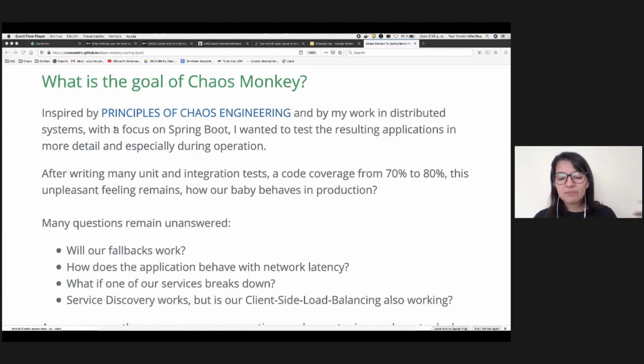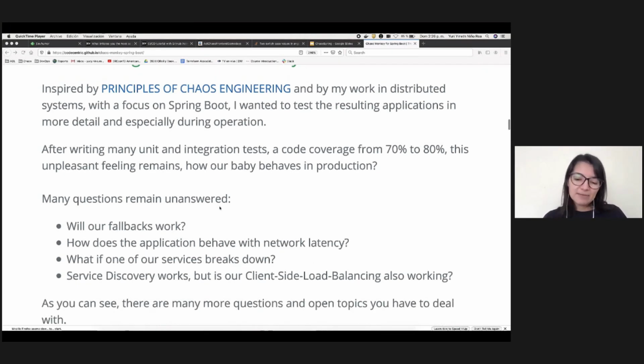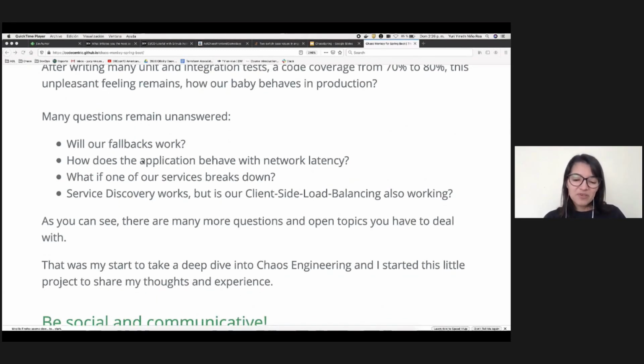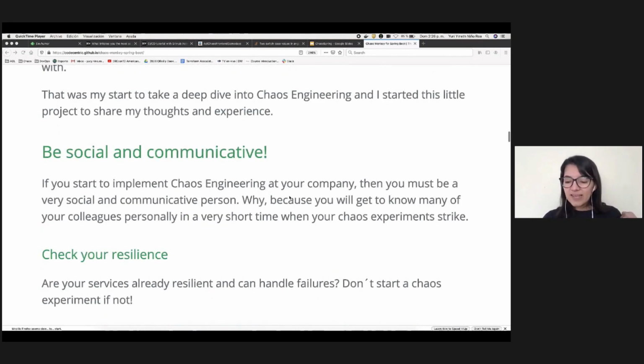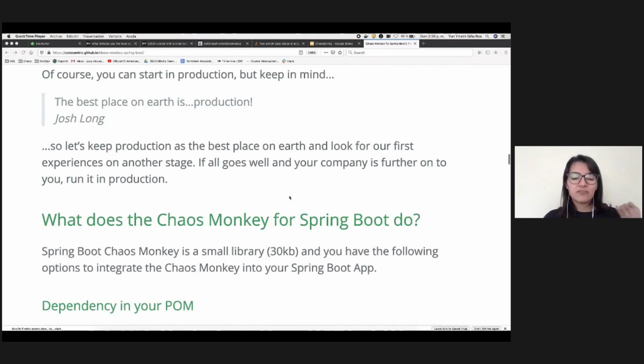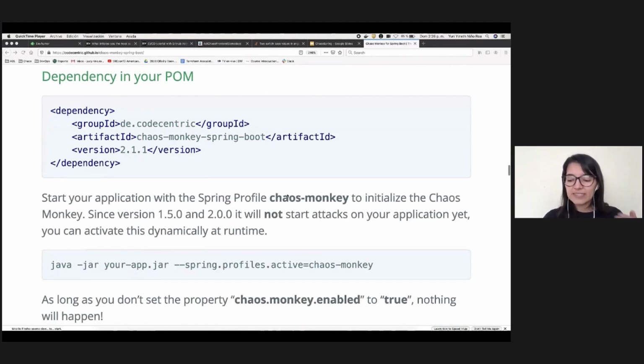This tool is inspired by the principles of chaos engineering and the author's experience in distributed systems, with a focus on Spring Boot. With this, we can answer questions such as: will our fallbacks work? How does the application behave with network latency? What if one of our services breaks down? And does our service discovery, for example Eureka, work okay? This site provides a reference of principles, foundations on resilience, and components that build the tool architecture.